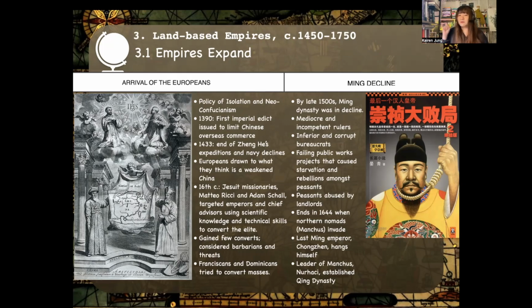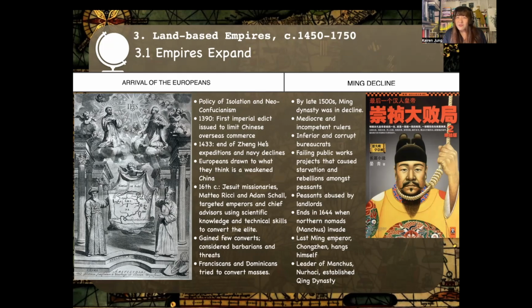In general, they were considered barbarians and threats and general weirdos, because Christianity, a lot like Buddhism and Islam, is fundamentally an equalizing religion. Everyone is equal under God, the higher supreme divine power, and all that talk of some kind of divine power in the afterlife didn't really fly in the courts of this very pragmatic, very real world, very social hierarchy-based Neo-Confucian world, right? And so the Franciscans and the Dominicans tried to convert the masses. Again, it didn't really pan out.